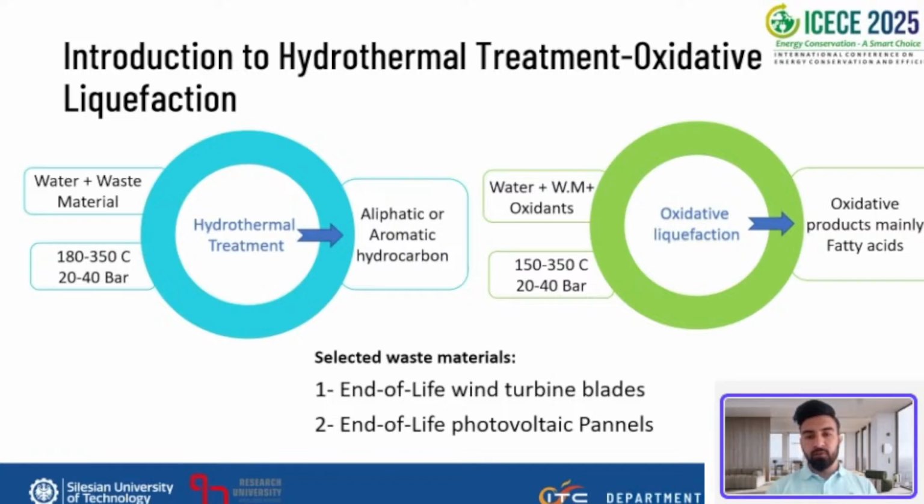So we decided to introduce a third character in the story. Now in oxidative liquefaction, we have water, waste material, and also the oxidants, and we are using lower or almost equivalent temperatures to the hydrothermal treatment, for example 150 to 350 degrees centigrade, with the same initial pressure of 20 to 40 bar. But this time, instead of aliphatic or aromatic hydrocarbons, we are expecting to get some kind of oxygenated chemical compounds, mostly fatty acids. So the selected waste materials, again, are end of life wind turbine blades and end of life photovoltaic panels.